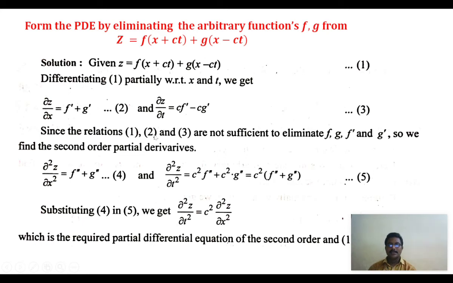Since relations 1, 2, 3 are not sufficient to eliminate f, g, f dash and g dash, we require second order partial derivatives. So again differentiating dou z by dou x with respect to x, from f dash plus g dash we get f double dash plus g double dash. Similarly, dou z by dou t is again differentiated partially with respect to t. c is constant, and the derivative of f dash is f double dash.